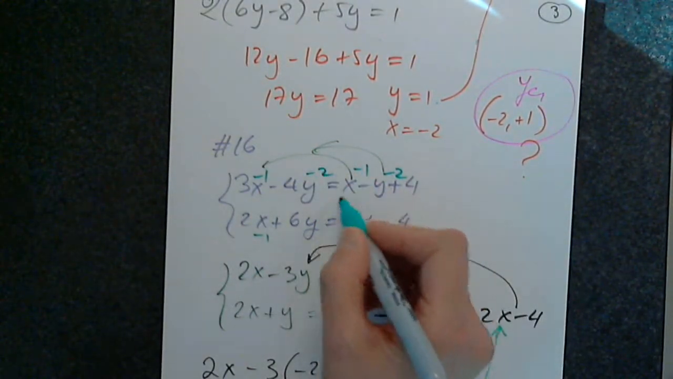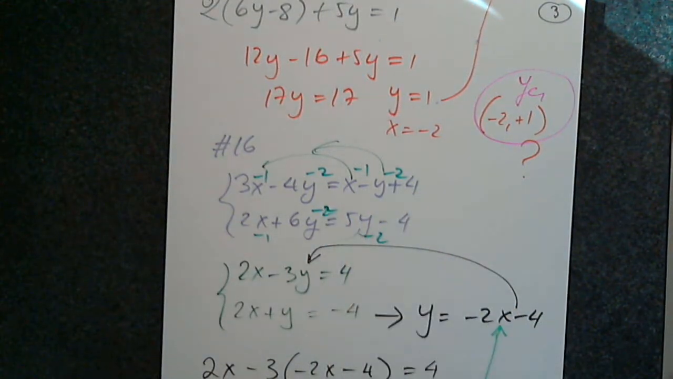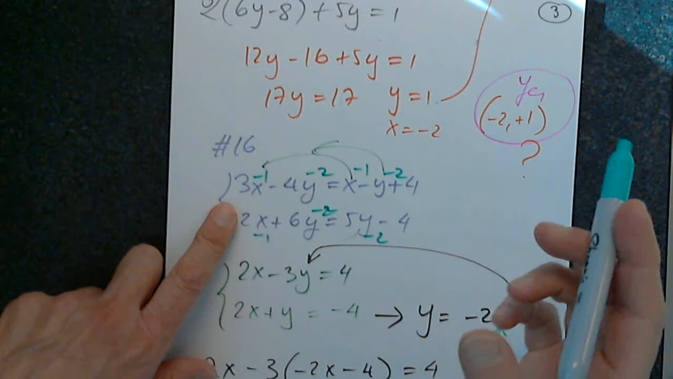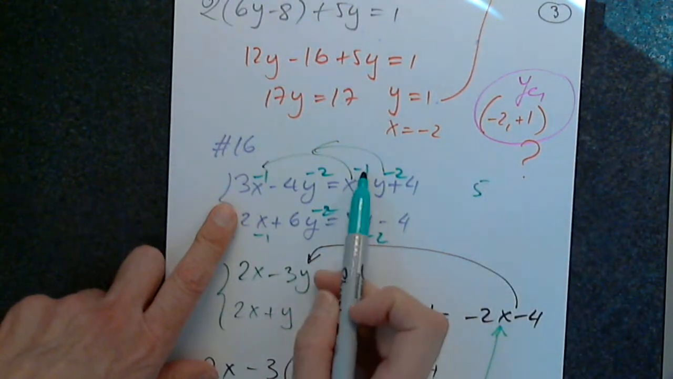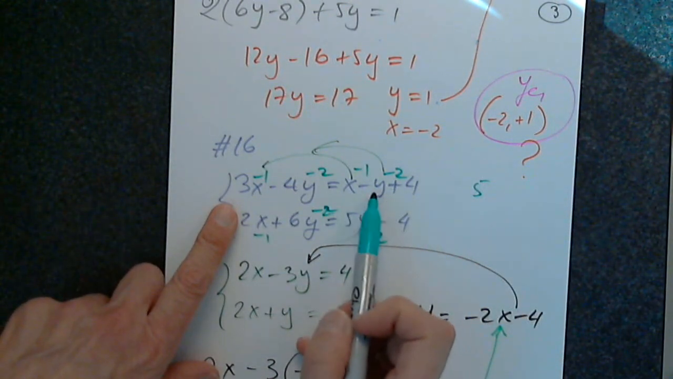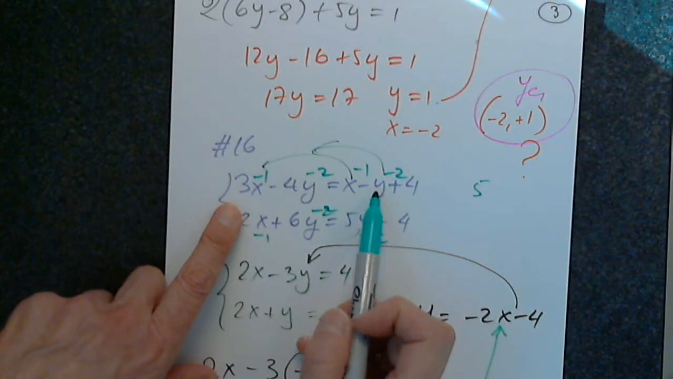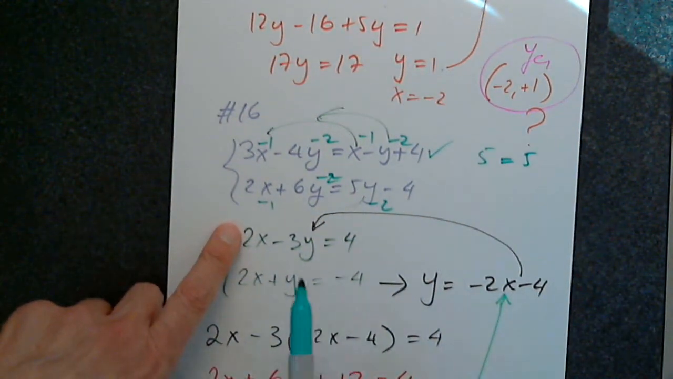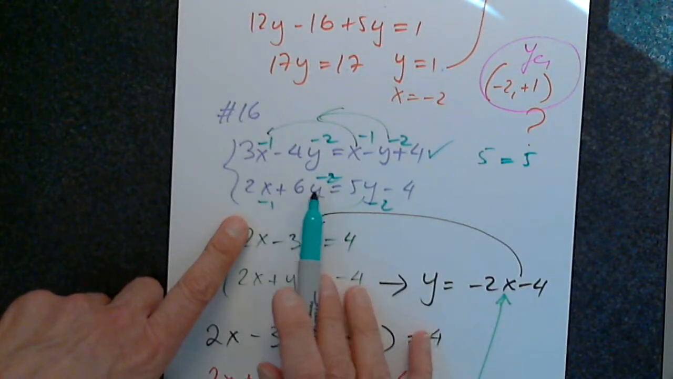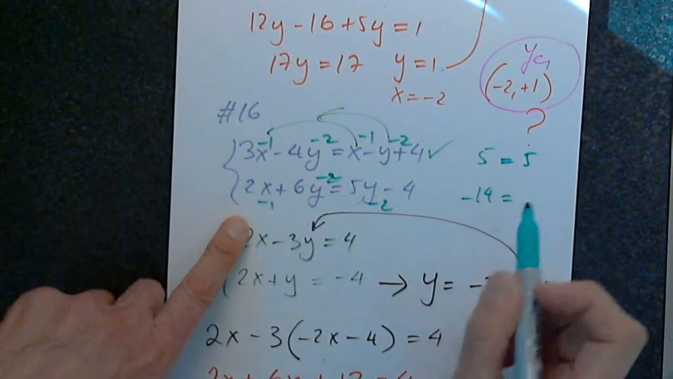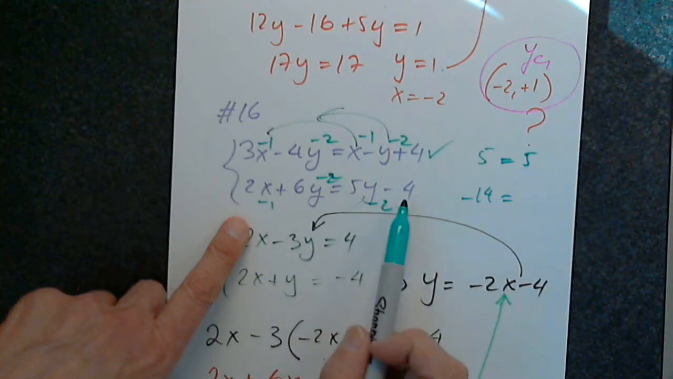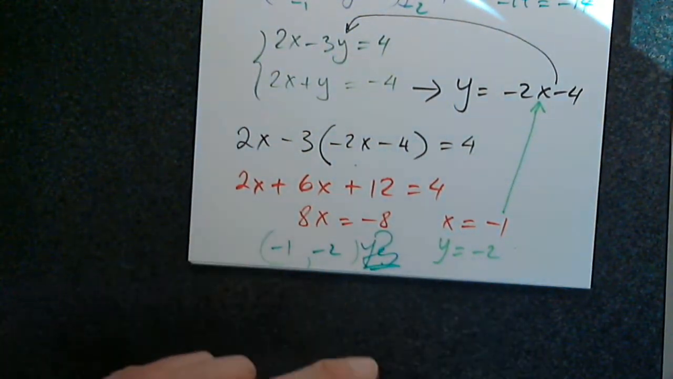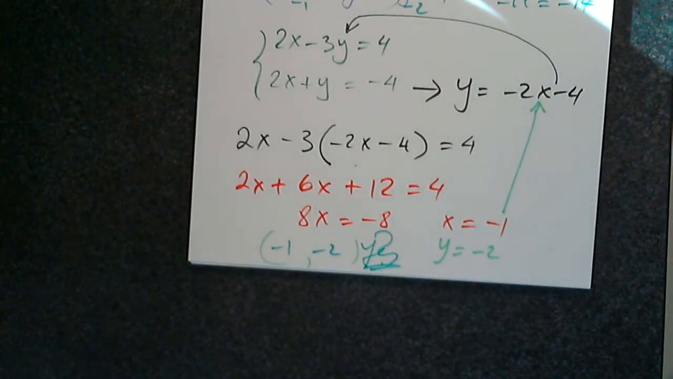Back to the original problem. -3 plus 8, it's 5. Negative 1 plus 2 is 1. 1 plus 5 plus 4 is 5. Yes. Negative 2 minus 12, negative 14. Negative 10 minus 4, negative 14. Now I'm certain. I don't need anyone to tell me whether that's the correct solution.